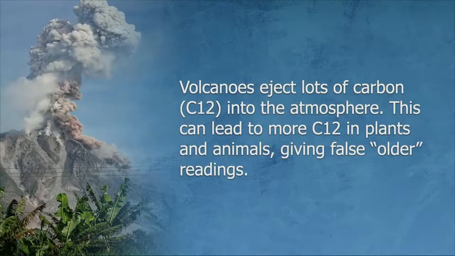Now, remember that in radiometric dating, you have to know how much of a mother material you're starting with. And if something happens on Earth that produces carbon-12, for example, volcanoes ejecting lots of it into the atmosphere, then more of that carbon gets into plants or animals, which gives those animals and plants a false reading. If more carbon gets released from a catastrophic event like volcanoes, and that leads to more carbon-12 in plants or animals, then when scientists read those, the reading is actually false because of the catastrophe.